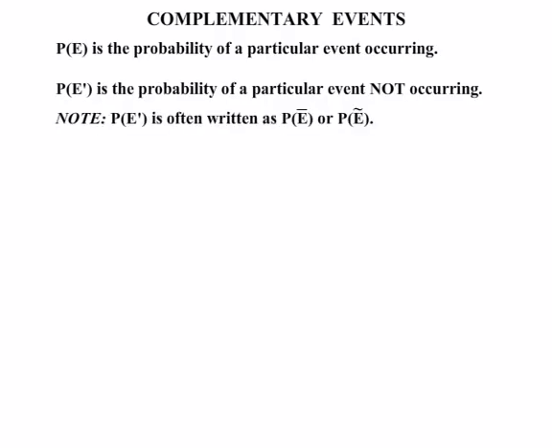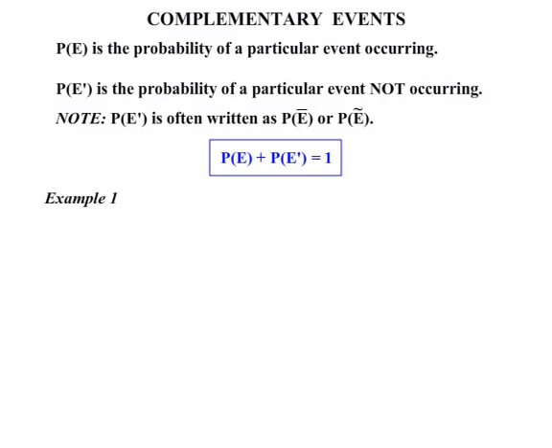Now just a quick note here, P(E') is often written as P(E) with a line or a bar over the top of the E, or P(E) with a squiggly line over the E. Now an important property here, P(E) plus P(E') will always equal 1 or 100%.